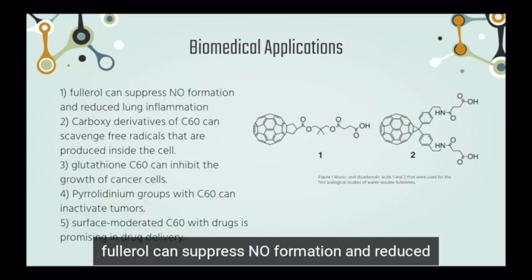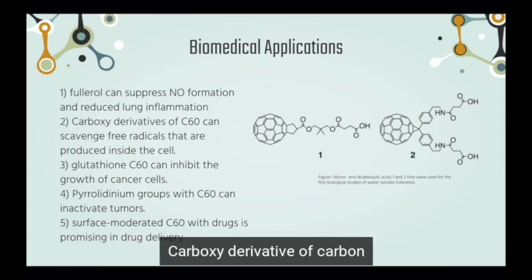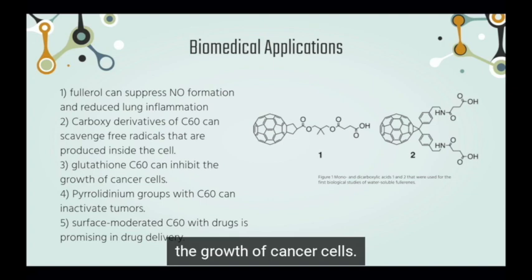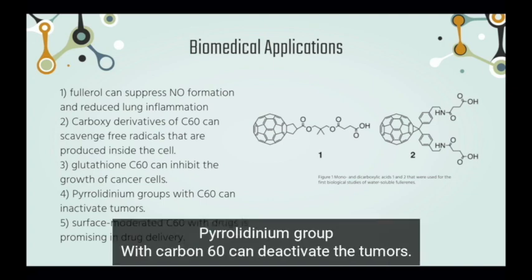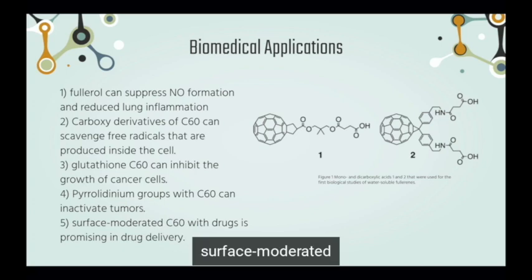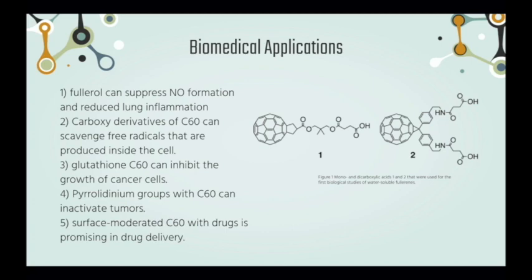Fullerene can suppress nitric oxide formation and reduce lung inflammation. Carboxy derivatives of carbon-60 can scavenge free radicals. Glutathione with carbon-60 can inhibit the growth of cancer cells. Palladium group with carbon-60 can inactivate tumors. Surface-modified carbon-60 with drugs is promising in drug delivery.